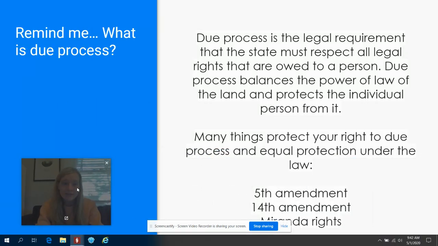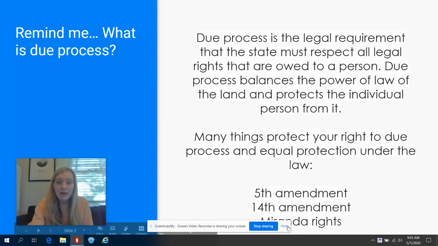Due process is the legal requirement that states must respect all legal rights that are owed to a person. Due process balances the power of law and the land and protects the individual from it. Essentially, due process just means that it is your protection from your government treating you poorly, meaning your government is not giving you the rights that you are owed according to the Constitution, and this is how it will protect you.